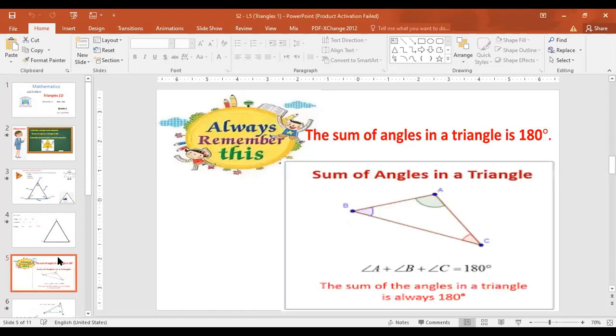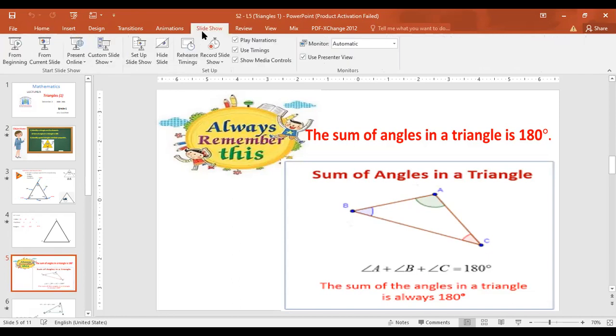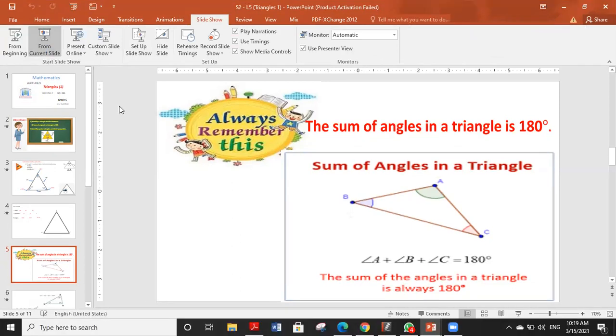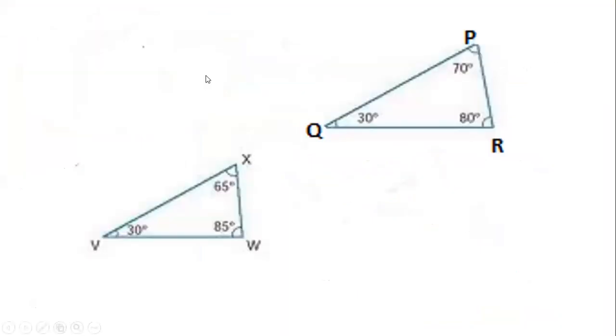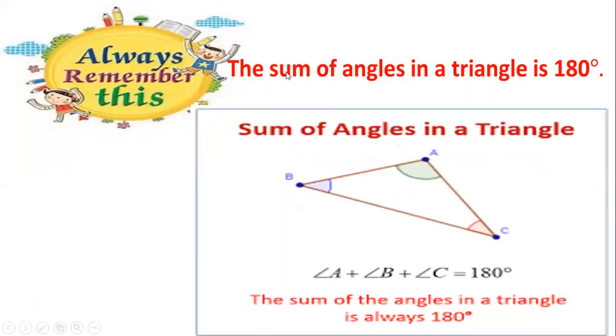Okay. So you still remember the most important sentence that I told you? Never forget this sentence in this lesson. Let's read this sentence together. The sum of angles in a triangle is 180 degrees. So listen to me. The sum of angles in a triangle is 180 degrees.